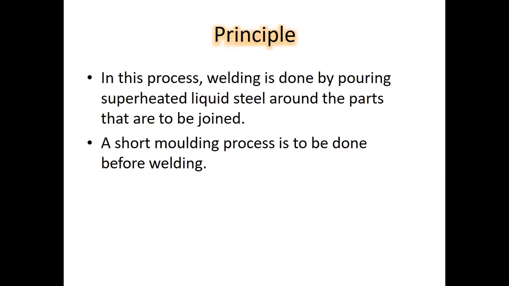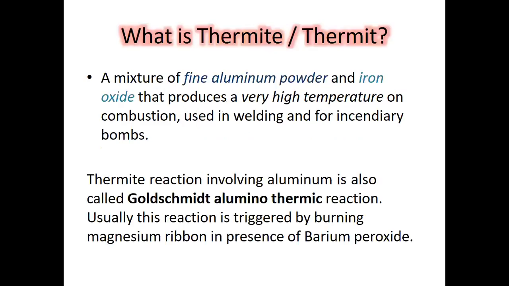The principle is, in this process, the welding is done by pouring superheated liquid steel around the parts that are to be joined. You create that superheated liquid steel through an exothermic reaction. We'll see how. What is happening is you are melting that steel, and you are supplying it around the parts that are to be joined. A short molding process is done before welding, so that you have that gap created.